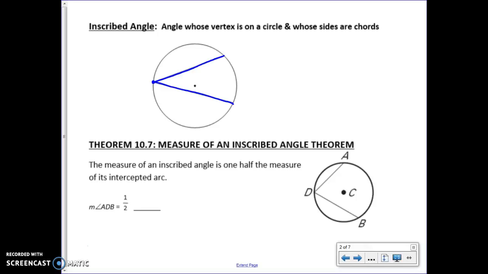So we know some things about inscribed angles that are different from central angles. The measure of an inscribed angle is 1/2 the measure of its intercepted arc. So the measure of ADB is half of this arc that it opens up to, its intercepted arc. So half the measure of AB.